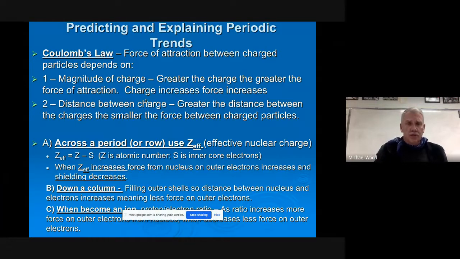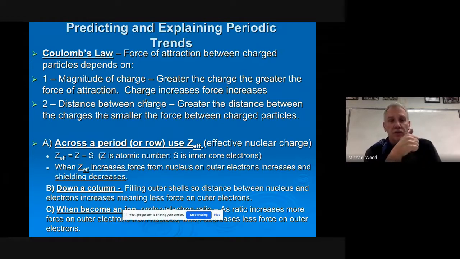I'm going to try and explain these briefly today, and I'll come back and do this again on Tuesday. Across a period or a row, there's this thing called Zeff, which stands for effective nuclear charge. Zeff is equal to Z, the atomic number, minus S, the inner core electrons. I'm going to do some examples. As we go across a row, Zeff is going to increase. That means the nucleus is going to have more of a force on the outer electrons, and then shielding decreases. The way I'll accept it, as well as the way AP will accept it, as we look at elements across the row, is that you can use one or two things or both.